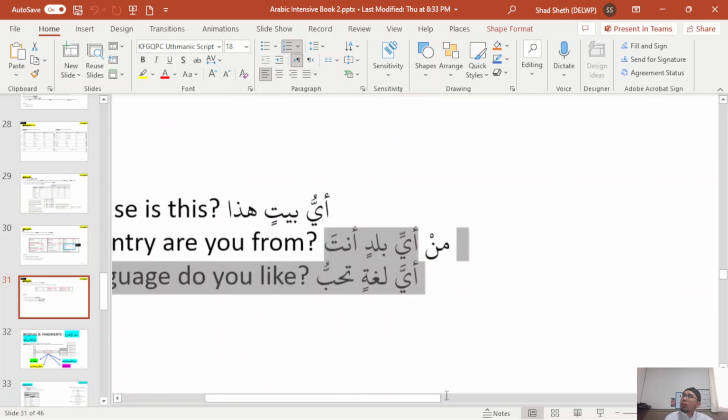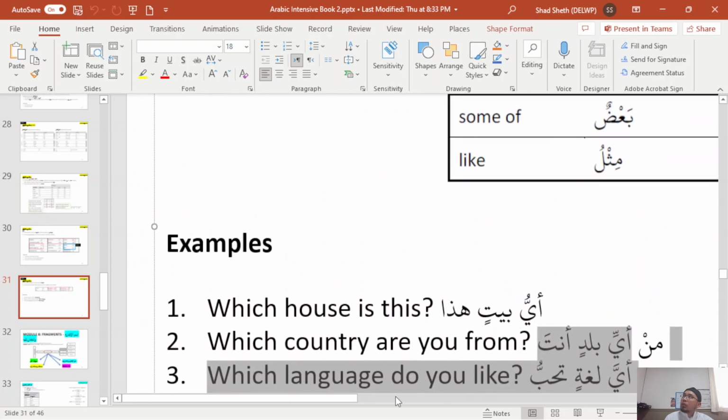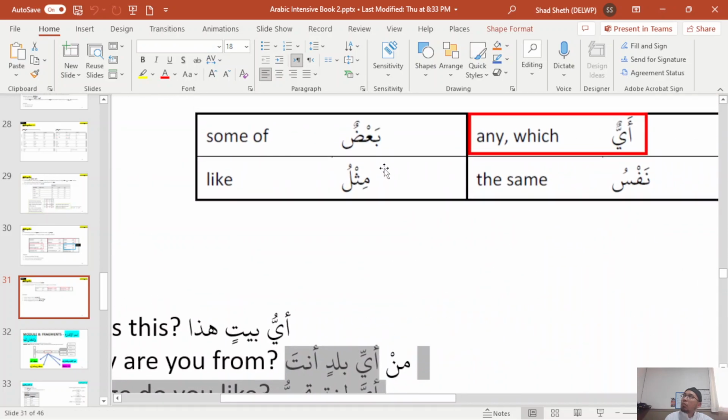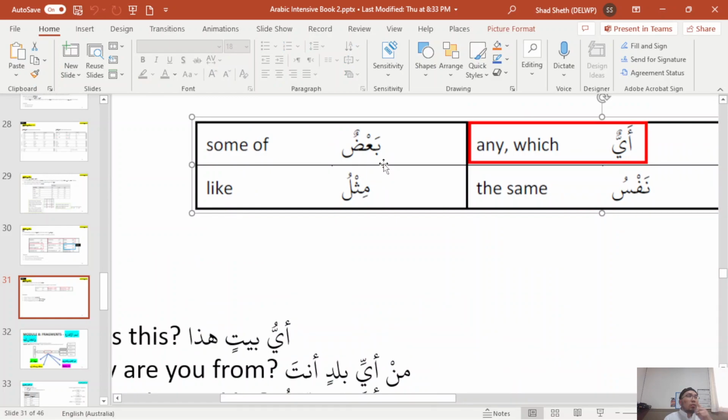Actually, I forgot one more thing. Oh, sorry. I should have put ba'du as part of it as well. Ba'du is also part of the book 2. I forgot. So again, the rule is exactly the same. Ba'du, ba'duhum. For example, some of them. There's a lot of ba'duhum in the Quran. Ba'duhum bi ba'd.